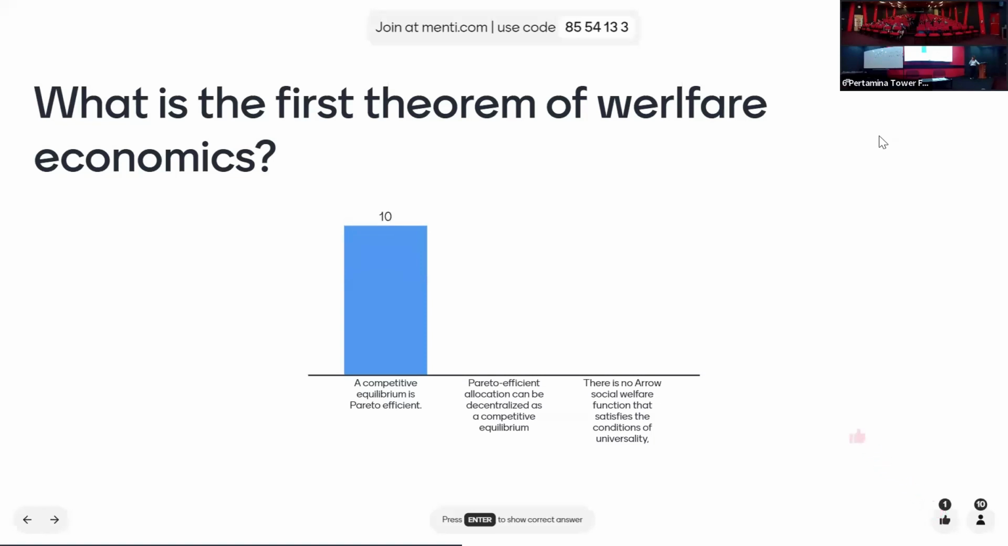Okay, so about 10 people voted and 10 people were correct. So that's indeed it, okay? A competitive equilibrium is Pareto efficient. A competitive equilibrium is Pareto efficient. That doesn't mean equitable, but it's Pareto efficient, okay?